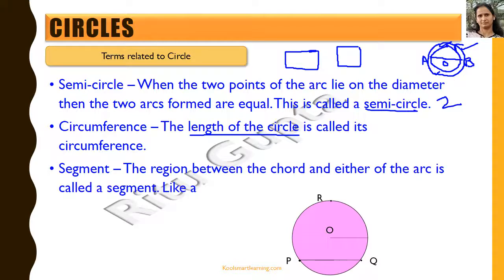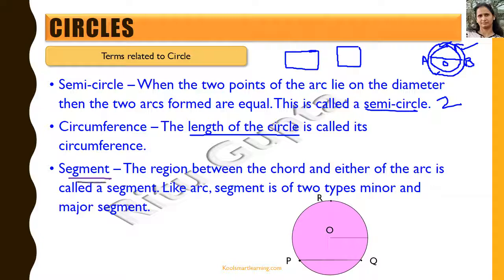Now coming to the next term, which is segment. The region between the chord and either of the arcs is called a segment. If we look at this figure that we've drawn here, PQ is an arc and PQ is a chord also. If we talk about this line, it's a chord. If we talk about this curve, then PQ is an arc. Now the region between this chord and the arc, this region, is called a segment, and this is also another segment.